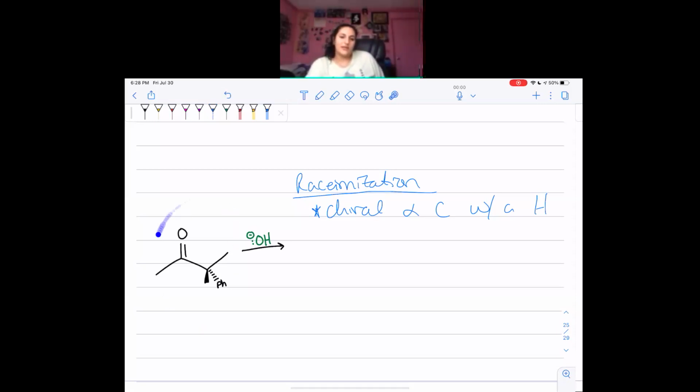This example that I've drawn out was supposed to just be a trick because this guy is not a hydrogen, it's a methyl. So this does not have a chiral alpha hydrogen. If we had this, then we could do a racemization.